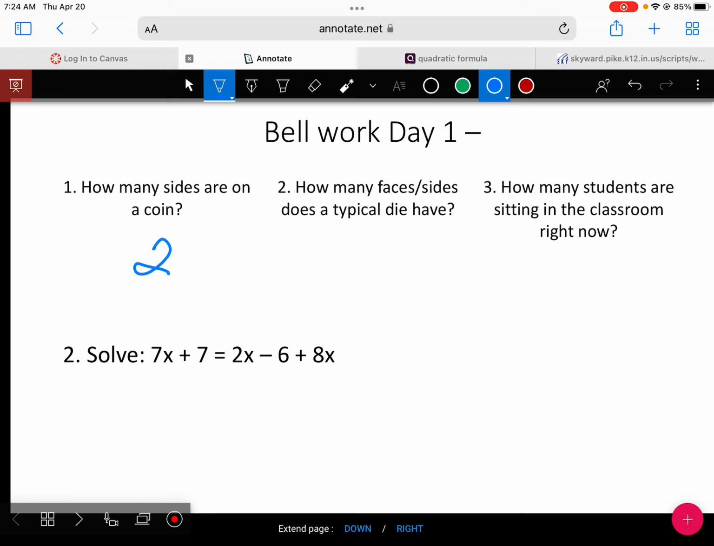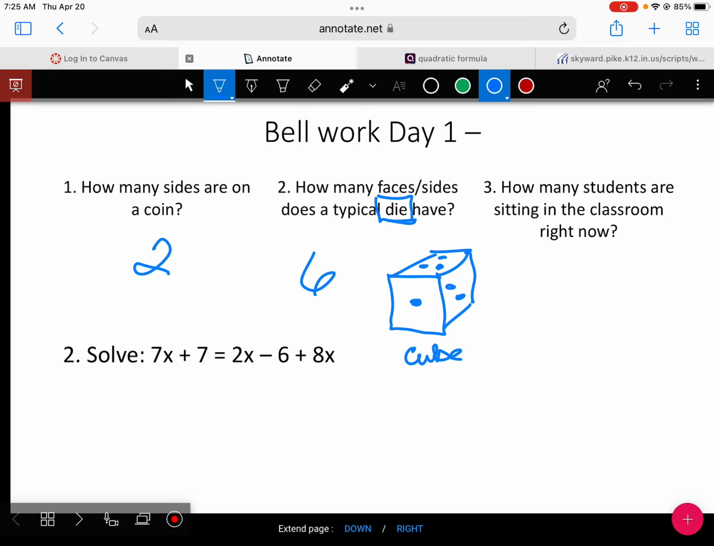How many faces or sides does a typical die have? 6. What shape is this die? It's not a square because it's a 3-dimensional figure. It's a cube, right? And usually you have 1 dot here, you have 2 dots here. So we're talking about one of a pair of dice, which is called a die. Isn't that weird? Did you guys know that? Yeah, some of you did.